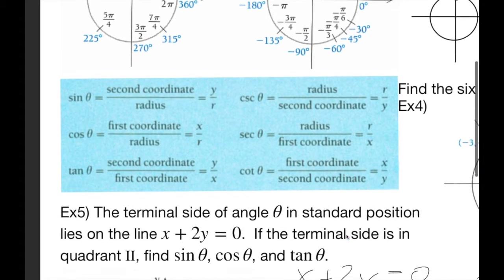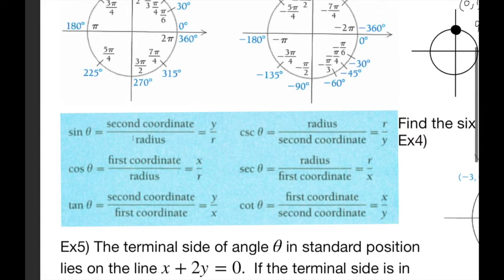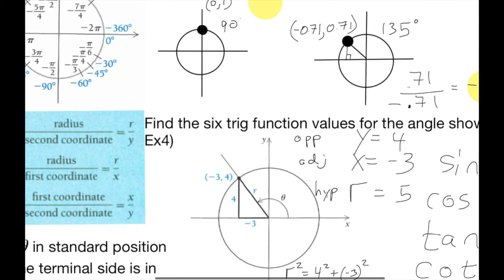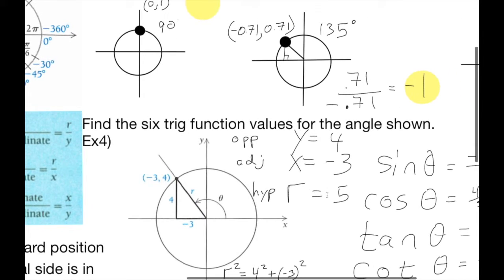So here's how they're defined. You might recognize this a little bit from geometry. This is sine, opposite over hypotenuse. This is, a.k.a. SOHCAHTOA, cosine, adjacent over hypotenuse. This is tangent, opposite over adjacent. But then, of course, we have our reciprocal identities as well. So find the 6 trig function values for the angle shown.